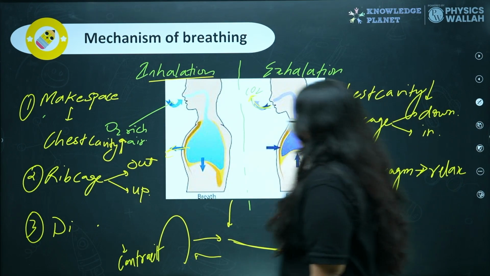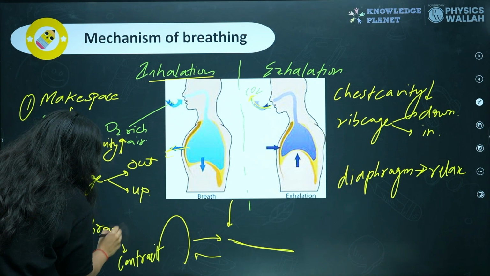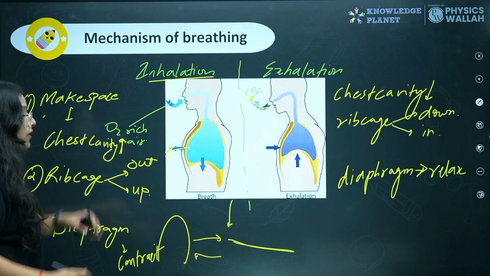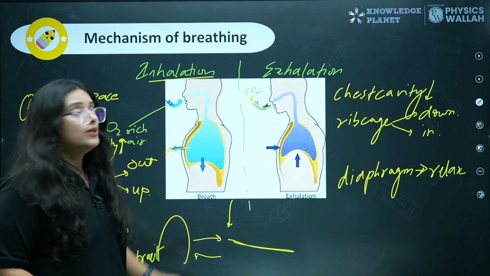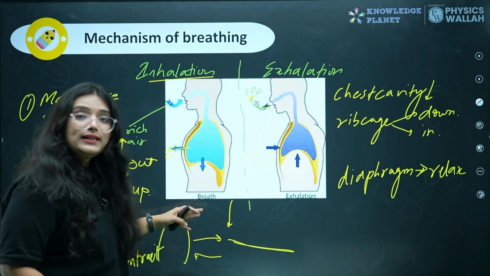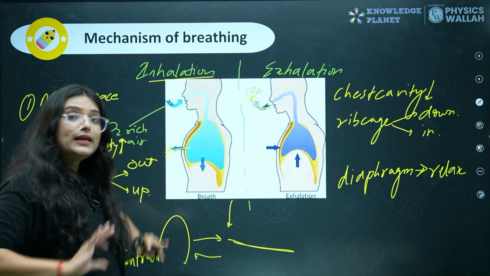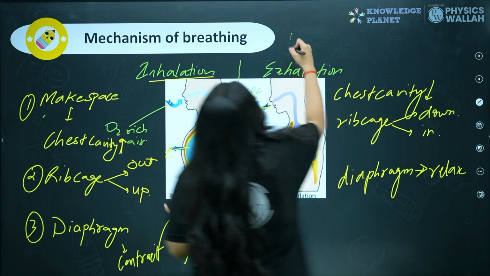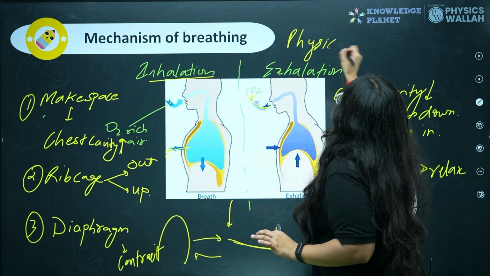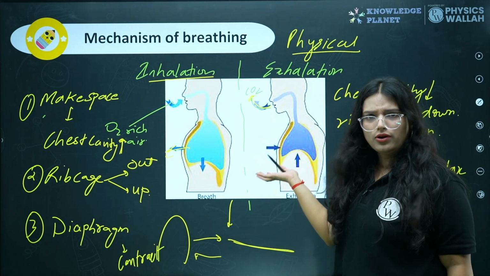Let me write diaphragm again for you. So it is diaphragm. Your diaphragm will contract and it will become a flattened structure from the dome-shaped structure. So this was the mechanism of breathing so that we can take up the important oxygen and give out the carbon dioxide in the atmosphere. So this process was physical. Okay, this was breathing. But I cannot see energy from here, right?